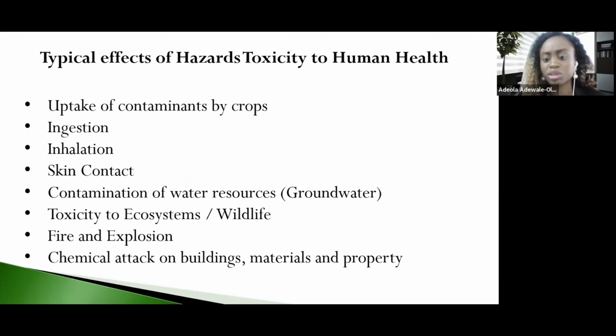We already talked about that, contamination of the soil. And sometimes there could even be an explosion. And also it affects the lifespan of a property.